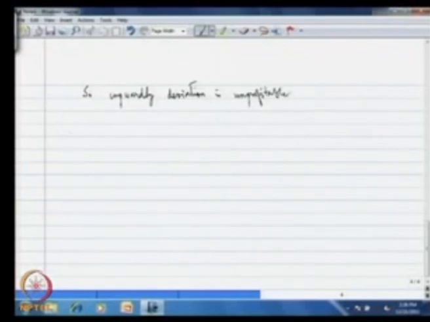Now, let us consider downward deviations. Suppose i puts an effort e minus x, where x is again positive. So, what is i's payoff?